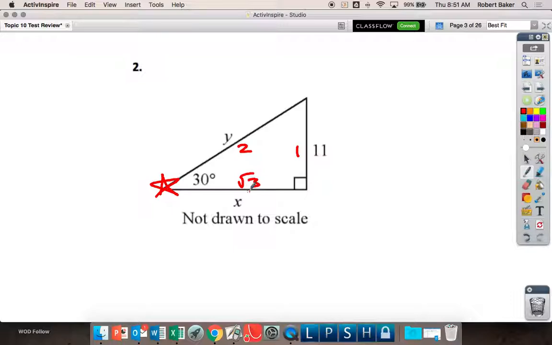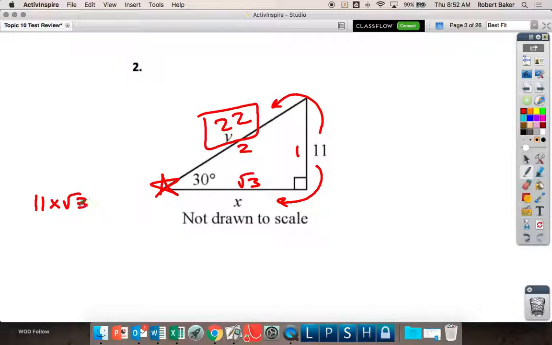I'm trying to solve for x and y. So how do I get from 1 to 2? It's getting bigger. Multiply by 2. So 1 times 2 is 2. What's 11 times 2? So y equals 22. How do I get from 1 to the square root of 3? Multiply by what? By the square root of 3. So 11 times the square root of 3 is 11 square root of 3.